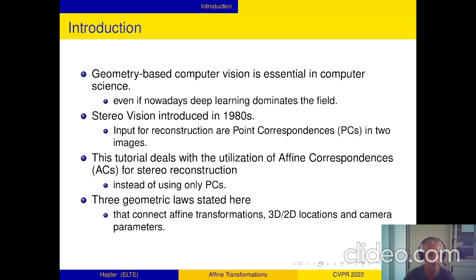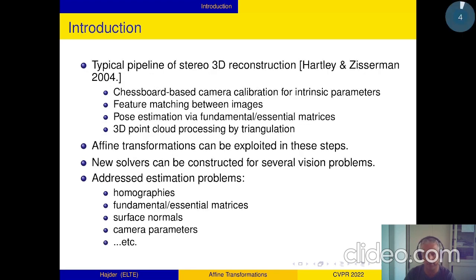And if I want to overview the contribution of this tutorial, then I should mention three laws, and these laws are essential for affine correspondences, and these laws connect the affine parameters, the two-dimensional image locations, three-dimensional spatial locations, and the camera parameters. So you will see how these three laws can be written, and which parameters are involved into these laws.